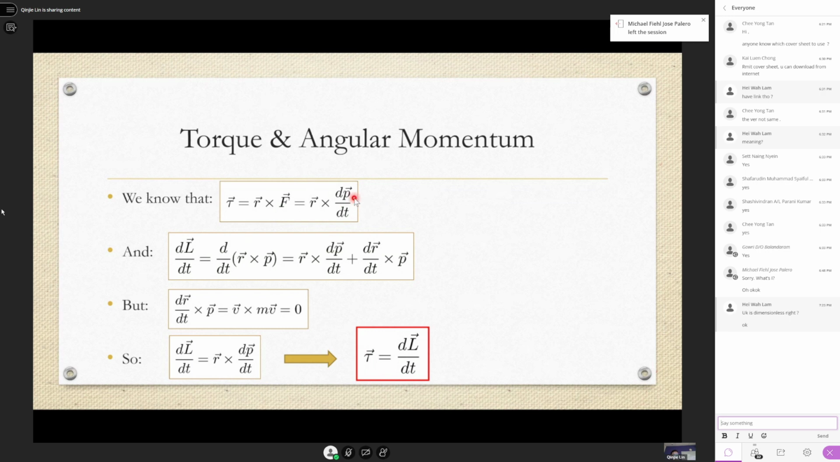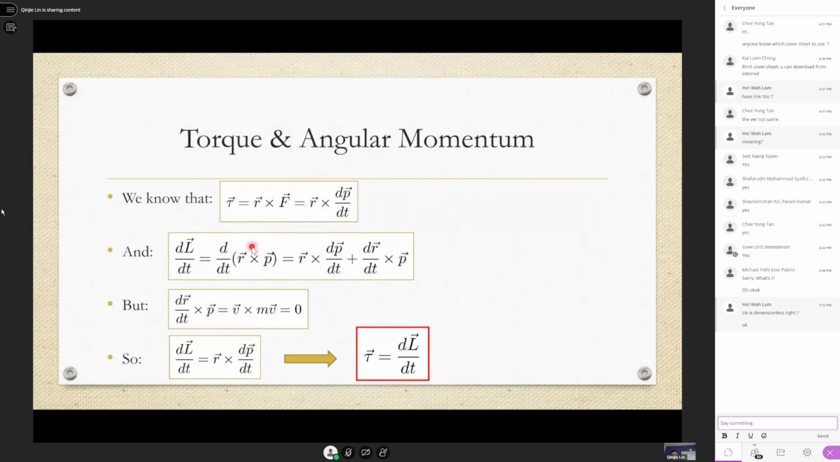Maybe you will remember it as your linear momentum equals force times change in time, which is the same thing. This P is actually equal to F and t. So this is one equation.